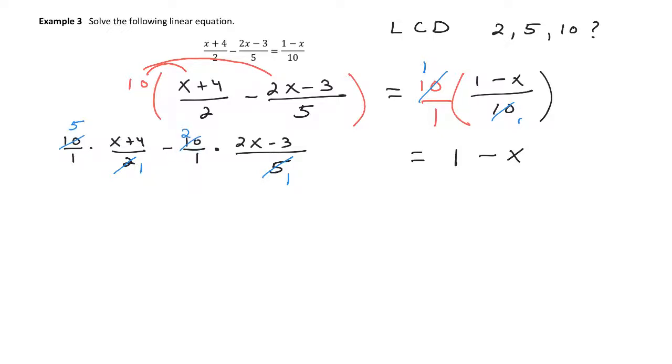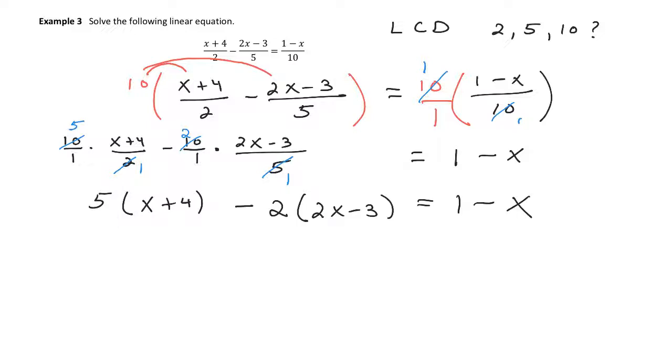Copying this new equation down, we have 5, but it's multiplied by x plus 4, the whole thing, which is why I'm putting parentheses. Then I have minus the 2, and again, that's multiplied by 2x minus 3 with parentheses. And this is still equal to 1 minus x. So if you're dealing with fractions, this is a pretty good strategy to remove them from the equation. Now I can just do what we were doing in the previous example, where I'll distribute the 5, the negative 2, and combine some like terms.